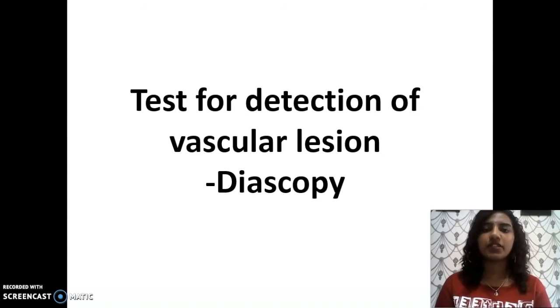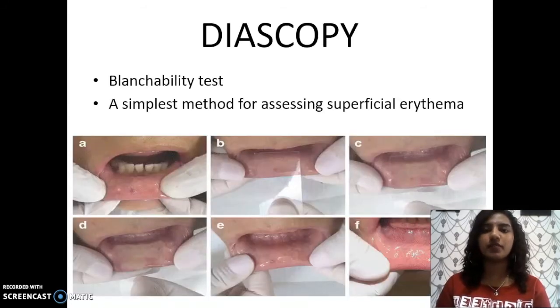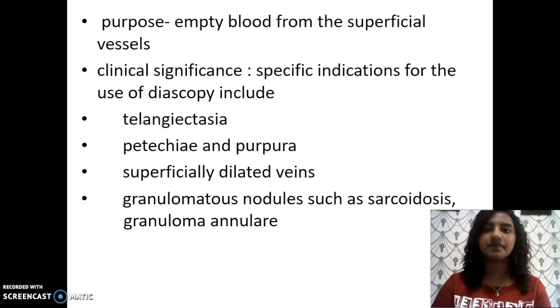Test for detection of vascular lesion: diascopy. What is diascopy? Diascopy is a clinical blanchability test done by applying pressure with a finger or glass slide and observing color changes. Hemorrhagic lesions and non-vascular lesions do not blanch, whereas inflammatory lesions do blanch. It is the simplest method for assessing superficial erythema.